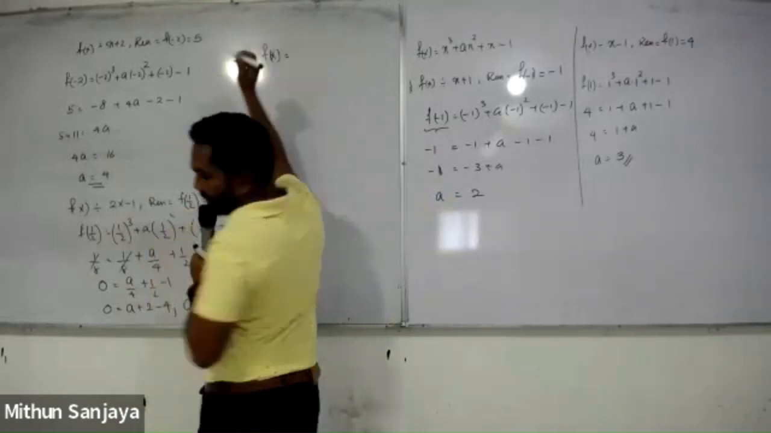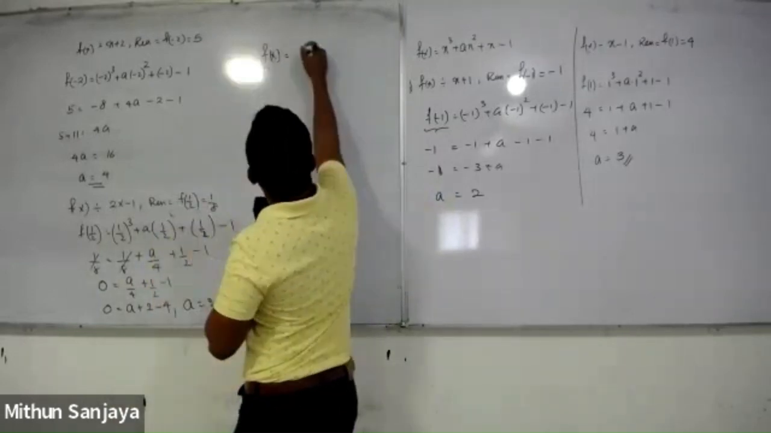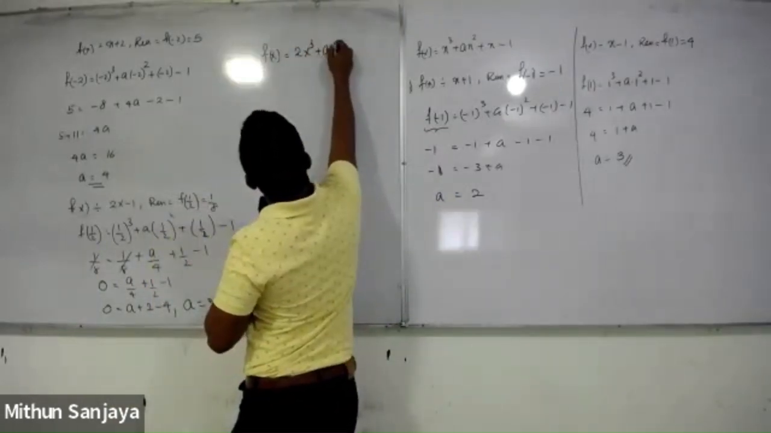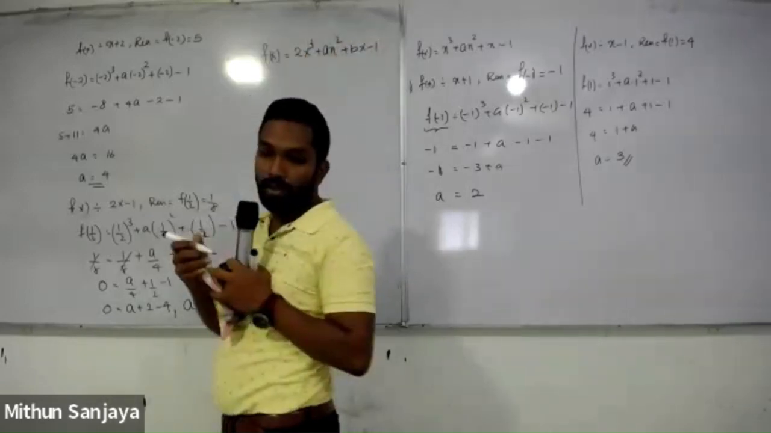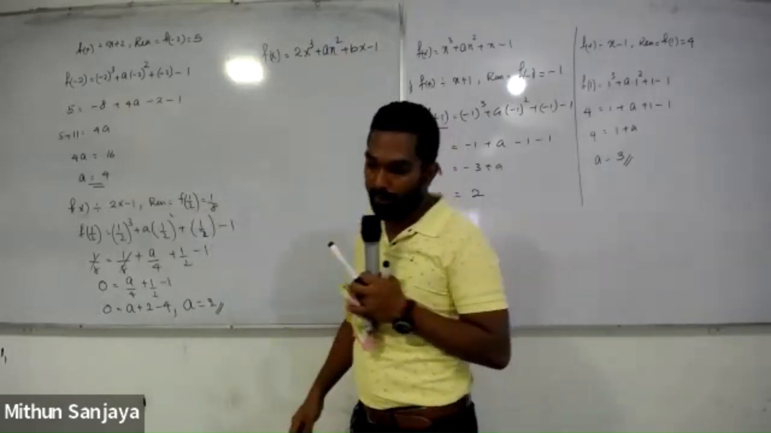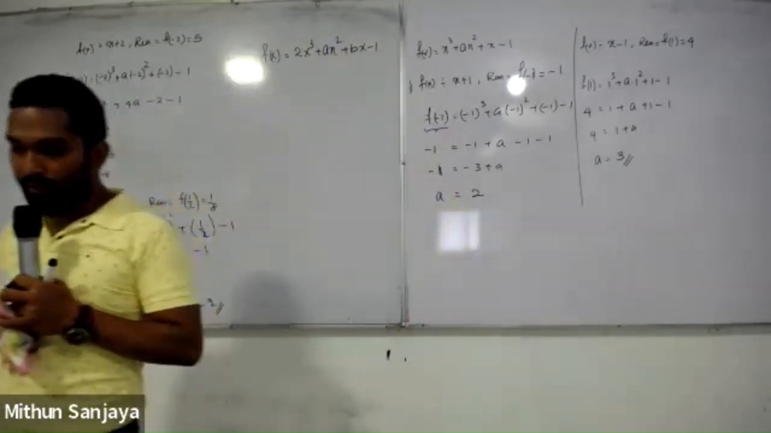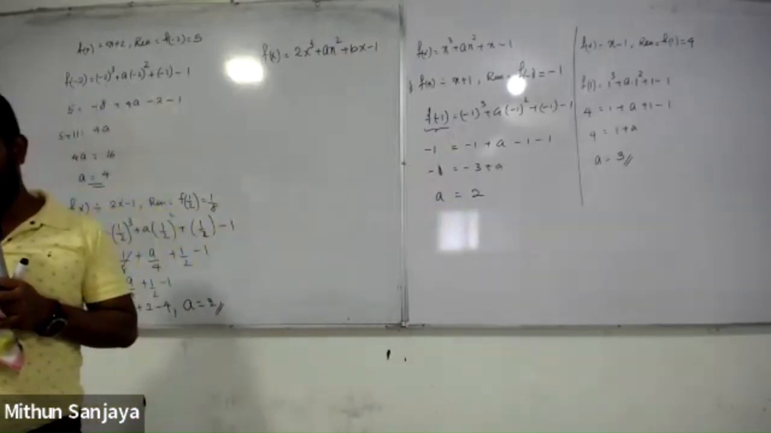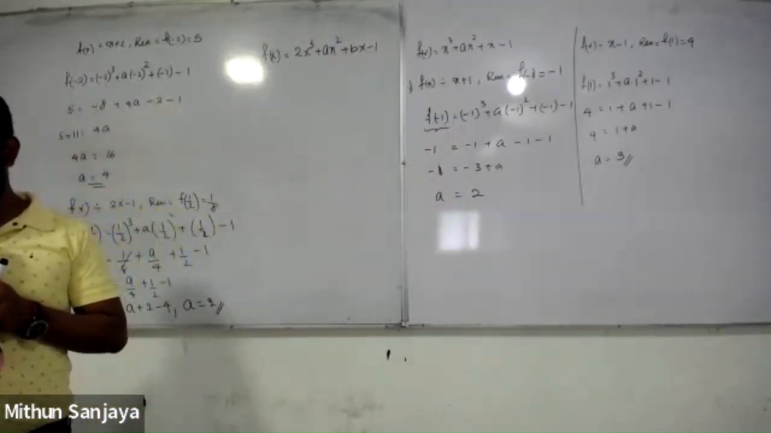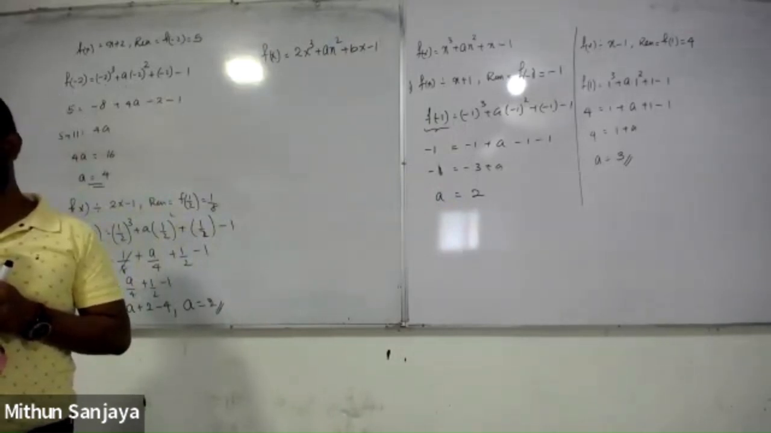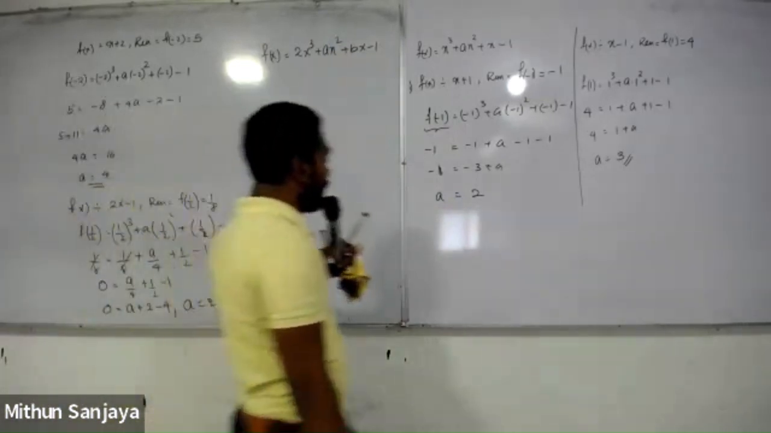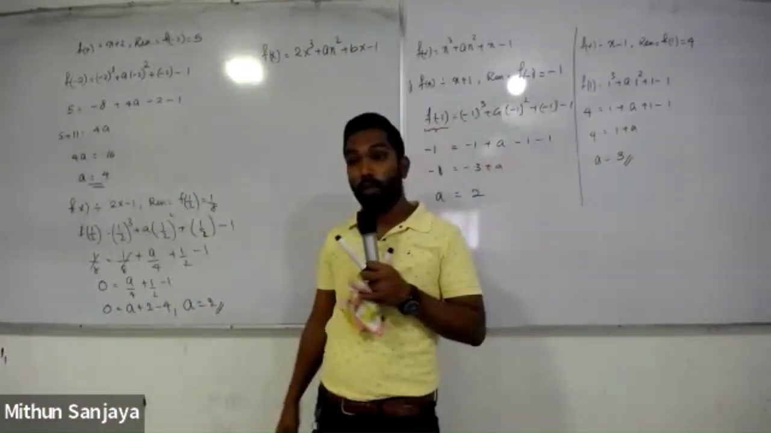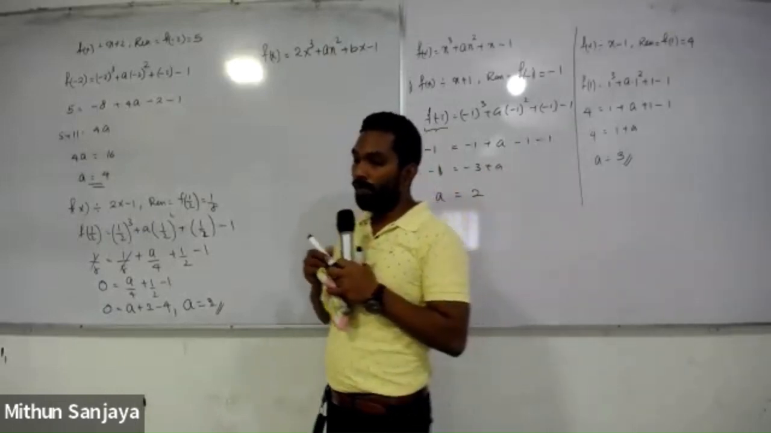Now f(x) equals 2x cubed plus a x squared plus b x minus 1. Now the question is given: f(x) divided by x plus 1 and x minus 2 have remainders 0 and 9. Now they have two remainders, so we need two equations. How do we write it?